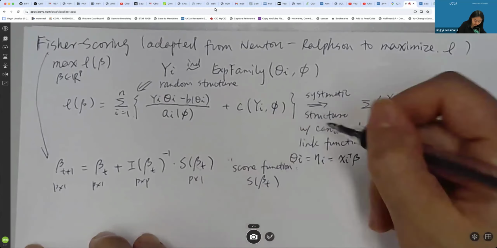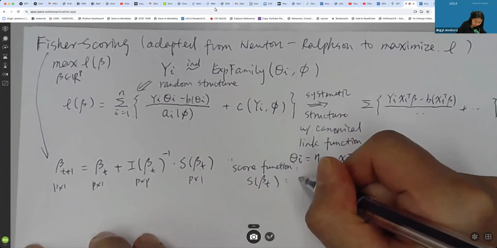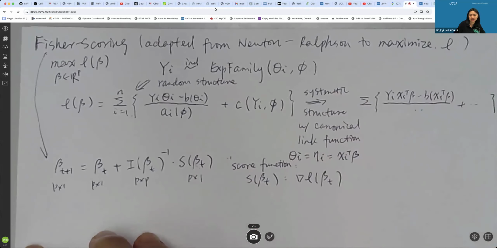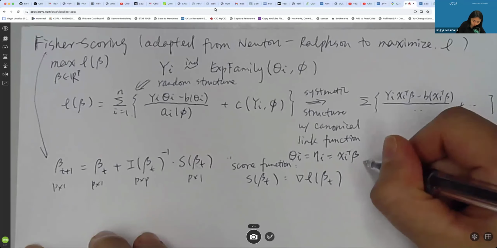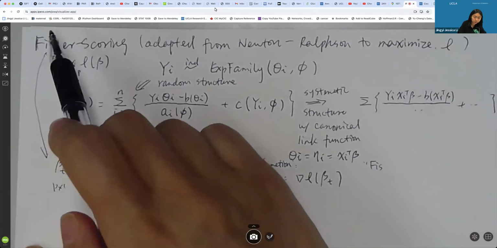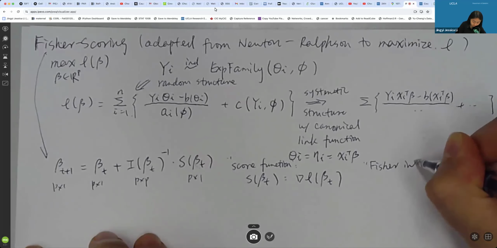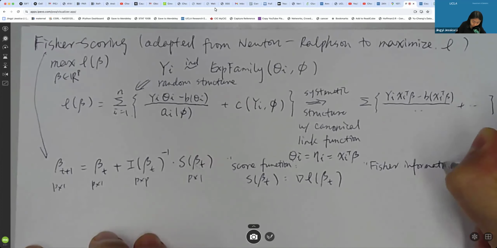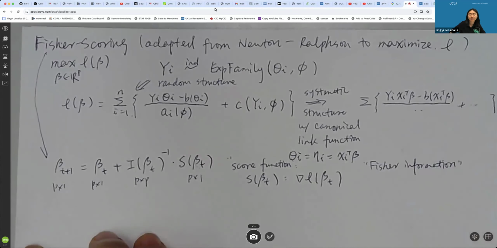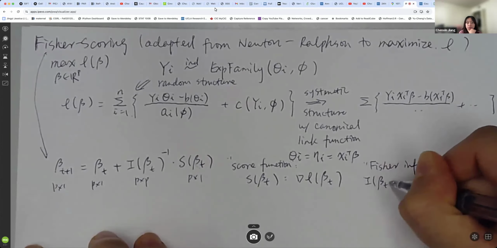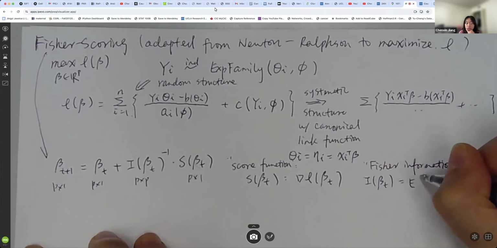Okay, the score function is defined as the gradient of the log likelihood at this beta t. And then we have the Fisher information, which gives the name Fisher scoring. It's based on these two terms. What is the definition of Fisher information? Any volunteer? Isn't it the expectation of the square of the score function?